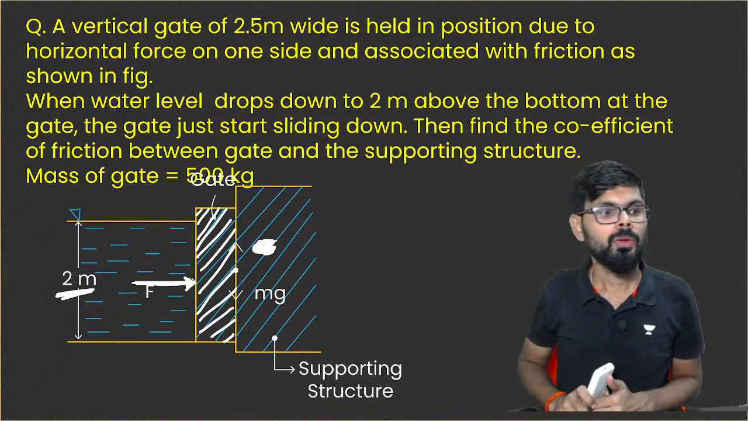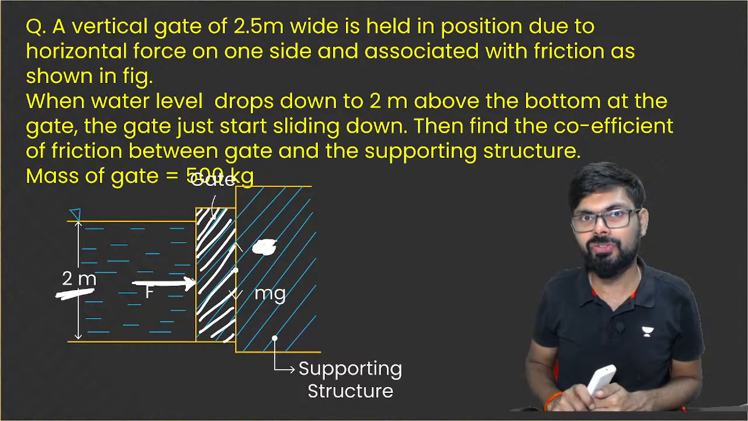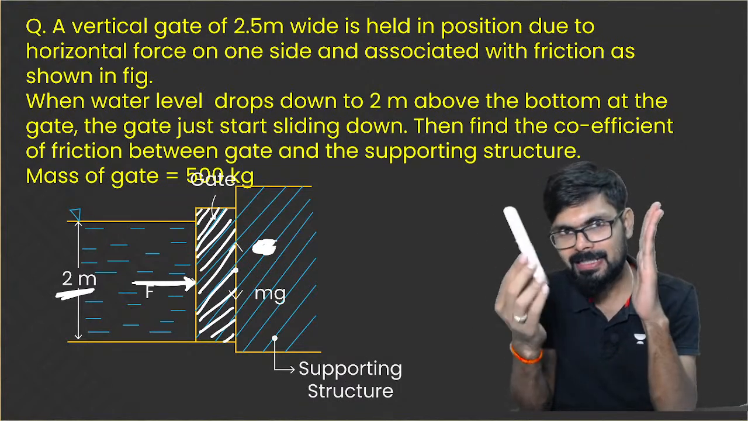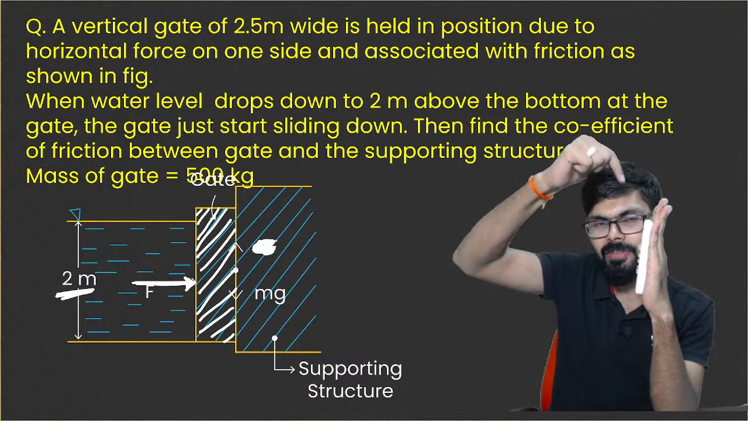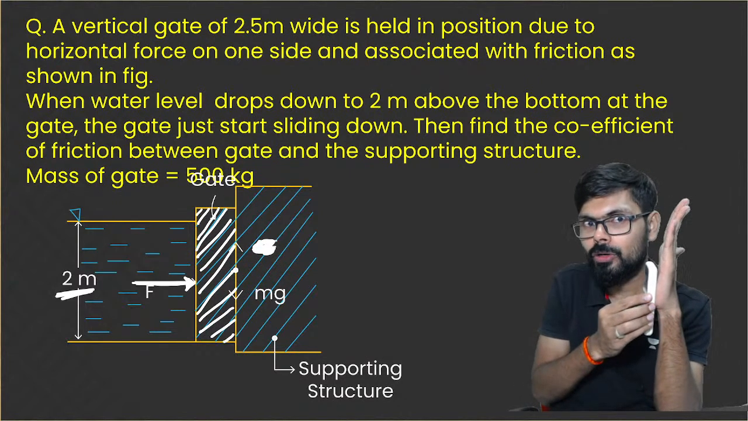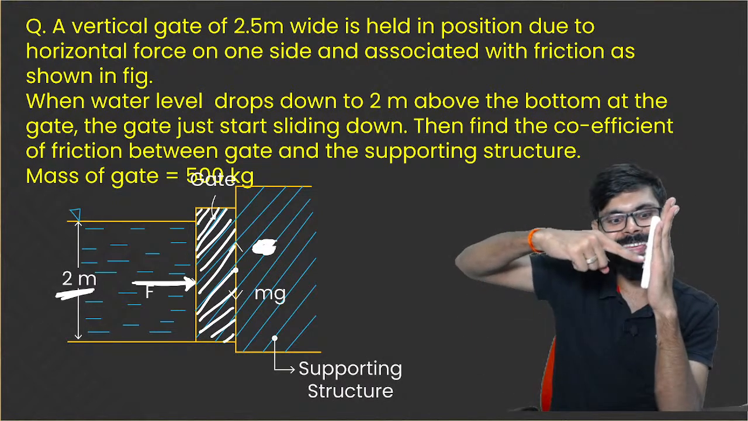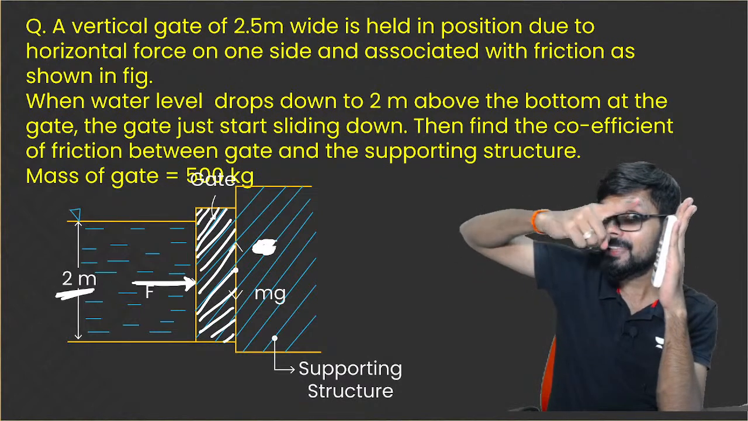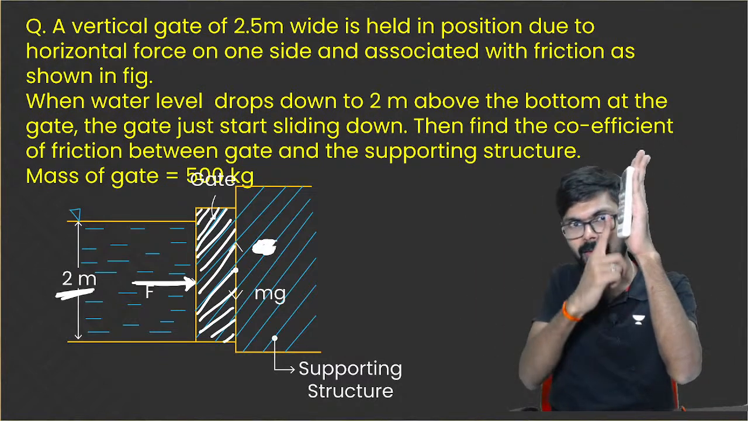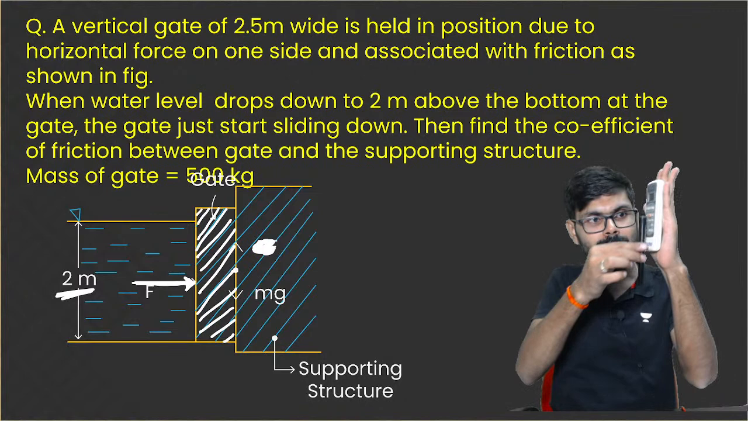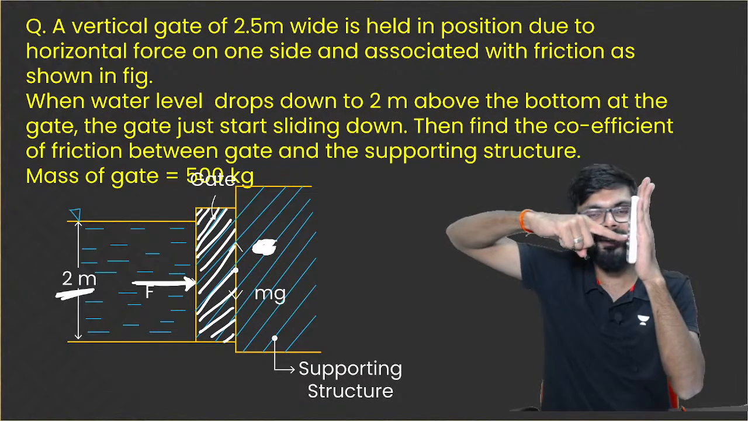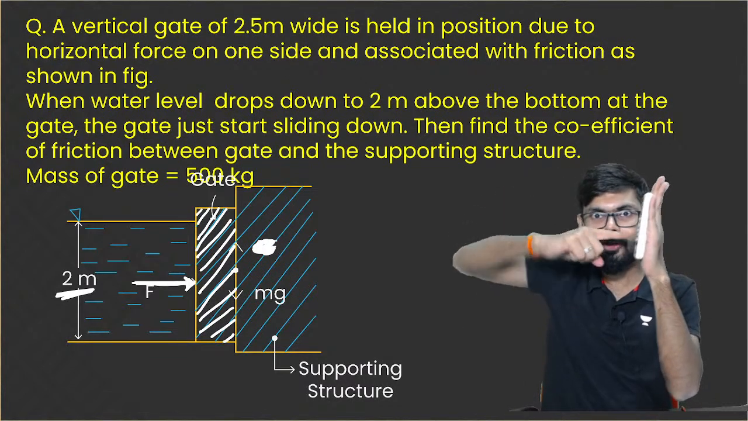Understand the question. What exactly is this question? It is a gate on a supporting structure, and the gate has mg acting in this direction. Because of mg it wants to go down. But the force I'm applying like this does not balance mg, because mg is acting downward and the fluid force is acting horizontally, so obviously this force is not going to compensate it.